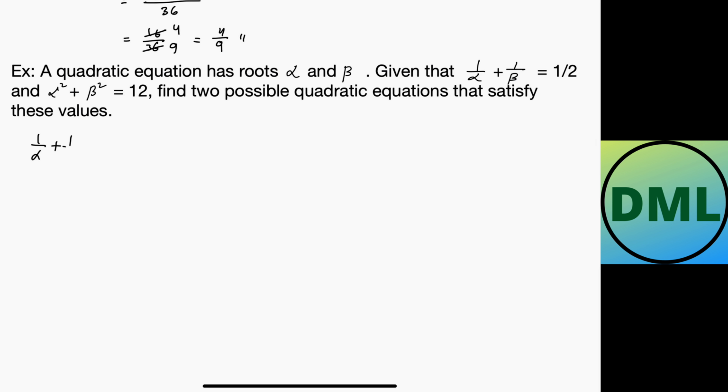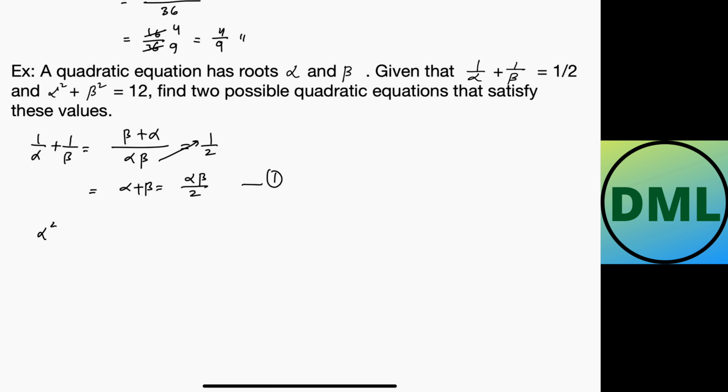1 upon alpha plus 1 upon beta, if you take the LCM, alpha beta, will be written as beta plus alpha over alpha beta. This is equal to 1 over 2. If you do the cross multiplication, alpha plus beta is equal to alpha beta by 2. This is your first equation.